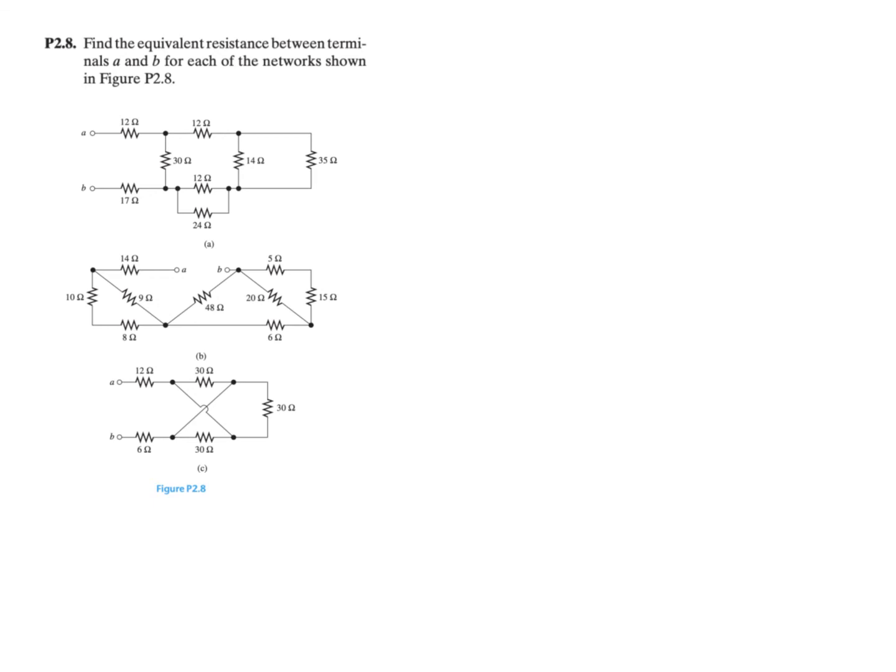Question P2.8. Find equivalent resistance between terminal A and B for all of these three circuit diagrams. Well, the basic principle is the same, and we are gonna simplify the circuit layer by layer. So let's do the first one. Question A. Well, start from a point that's away from terminal A and B. You can start from this side.